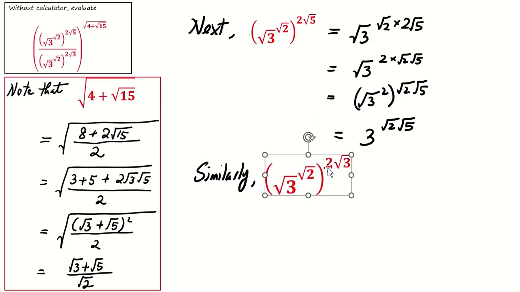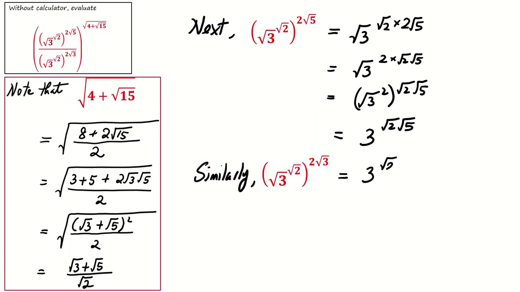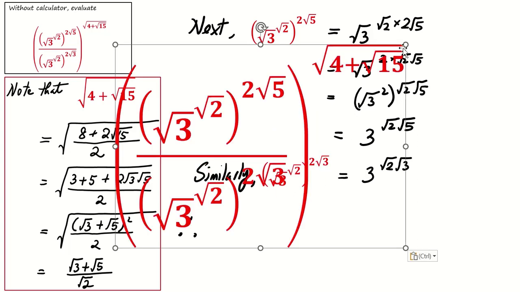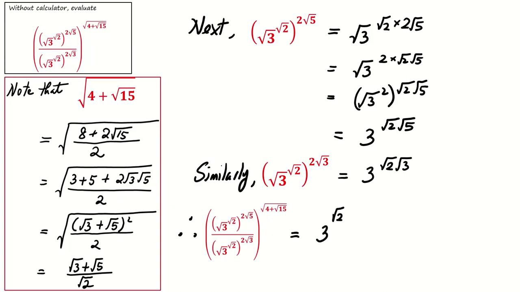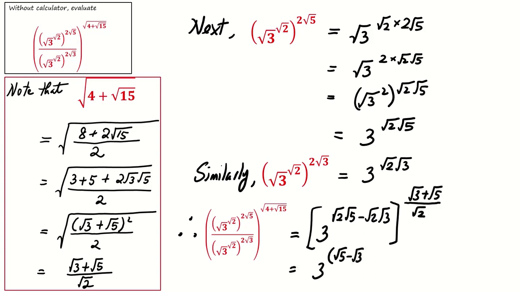Using the same argument, we obtain a similar result as shown. Finally, the expression is equal to what's shown. Focus on the index. Square root 2 was cancelled, and using the formula a plus b times a minus b equals a squared minus b squared, the value that we want to find is 9.